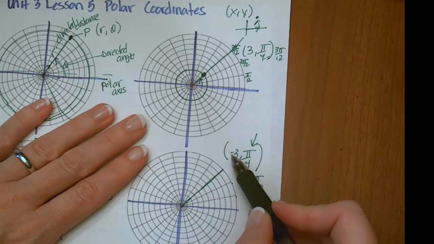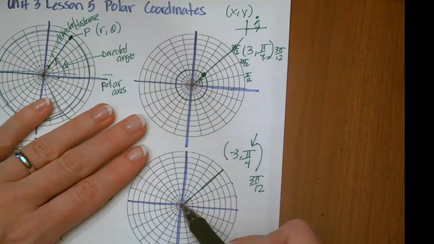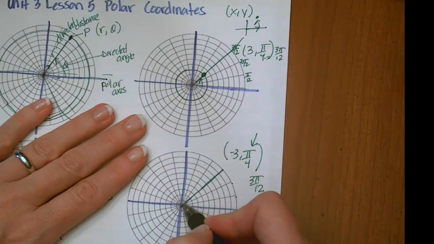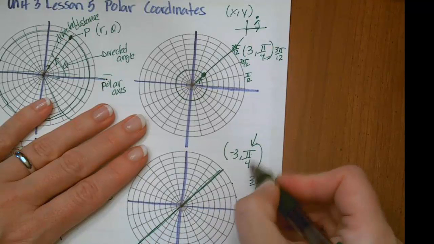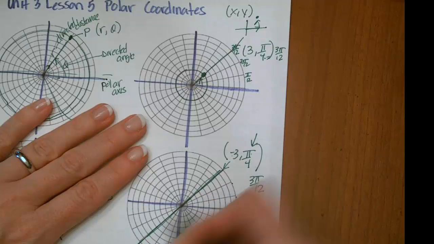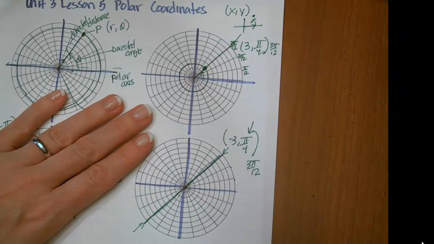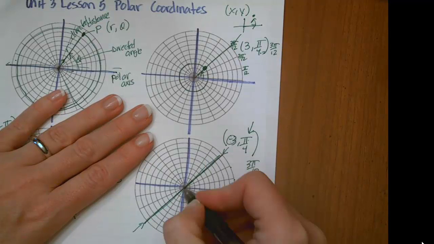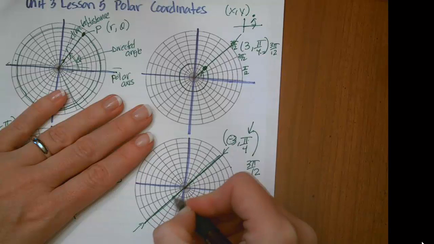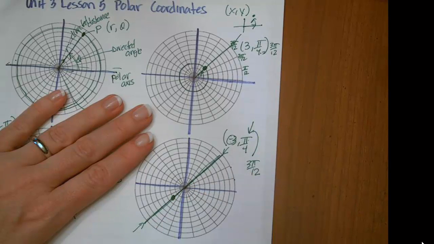But now that it is negative, I go from the pole, and this right here is my angle, if you kind of think of this entire line as an axis. And so pi over 4 got me to this diameter, for lack of a better word. And instead of going 1, 2, 3 in that direction, because of the negative, I have to go backward. 1, 2, 3. So this is where the point negative 3, pi over 4 lies.